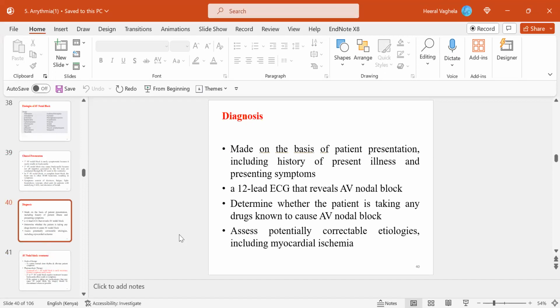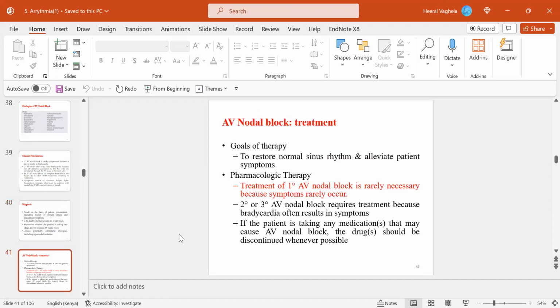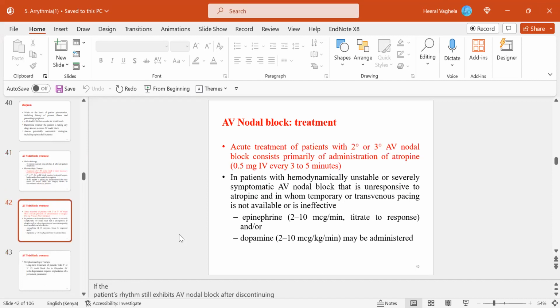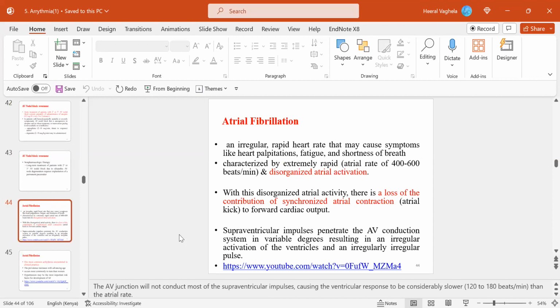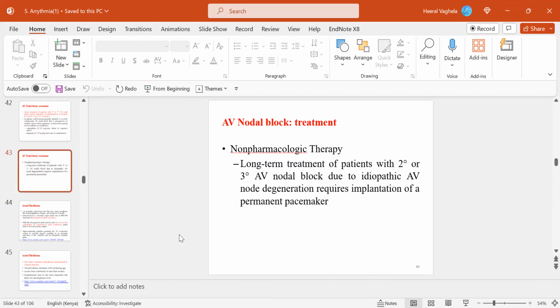Diagnosis again is the same, with the ECG. Treatment is the same as what we saw in sinus bradycardia, because again, we have to increase the heart rate. Mostly atropine is given, but if the patient is hemodynamically unstable, then you give epinephrine and dopamine. And of course, for long term, you implant a permanent pacemaker. So that is for AV block.